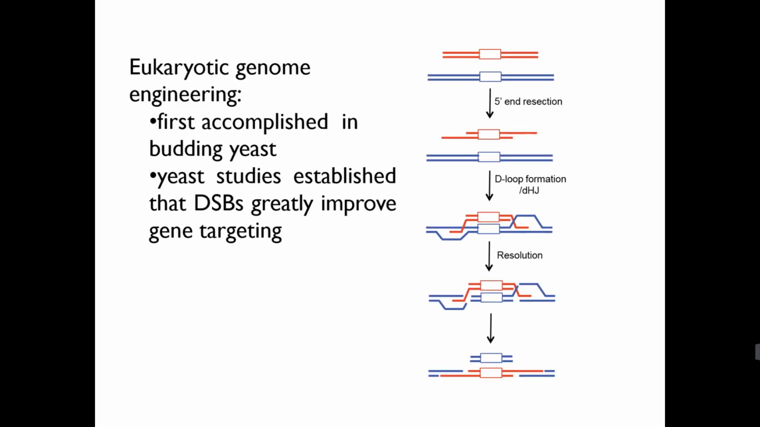The beginning of genome engineering was very simple, and it was first accomplished in eukaryotes, in budding yeast to be specific. The first instances of gene engineering involved either inserting or replacing DNA sequences in the yeast genome. To make a long story short, if you consider the blue as the chromosomal locus and the red as the recombinant DNA molecule, this is the chromosomal locus and this is the recombinant DNA molecule that's artificially introduced into the yeast cell.